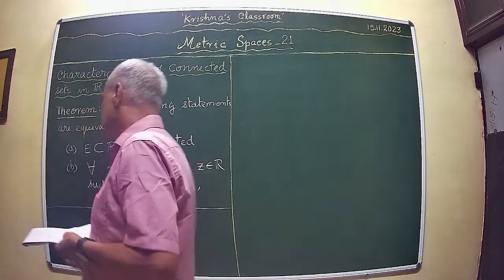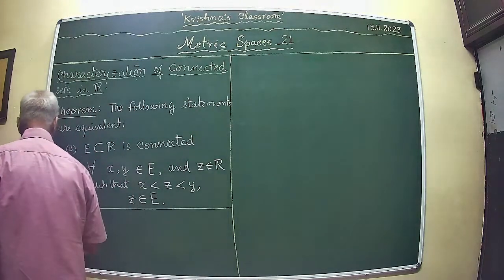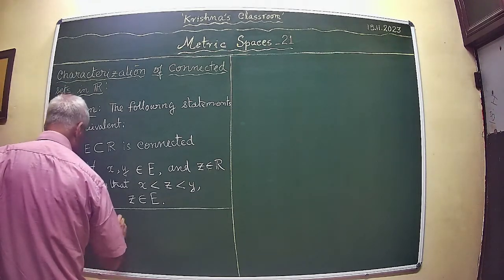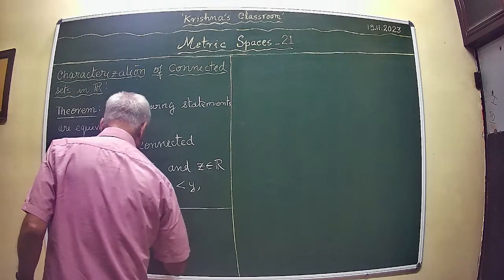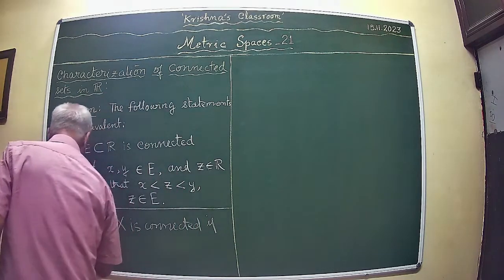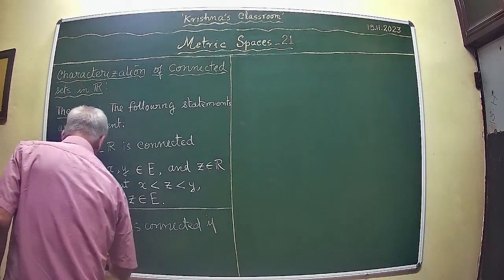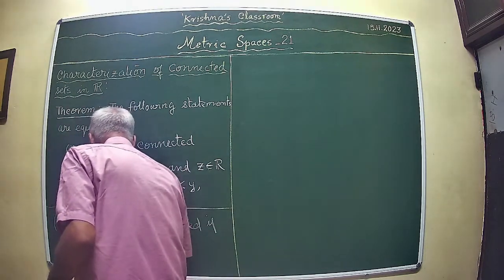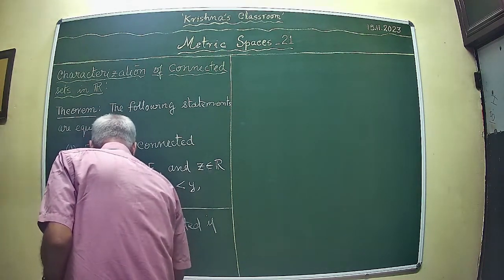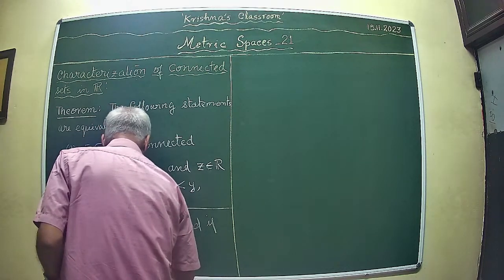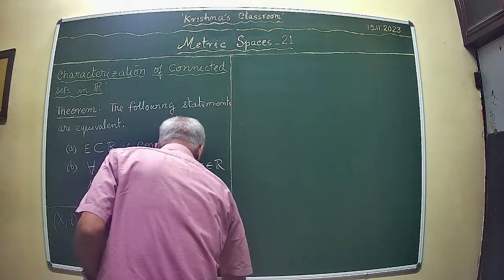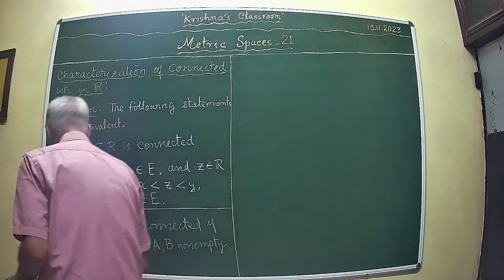connectedness. So in a metric space (X, d), let us recall that E is connected if E is the union of two non-empty separated sets, where A, B non-empty and A and B are separated.